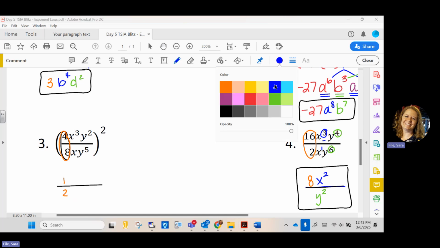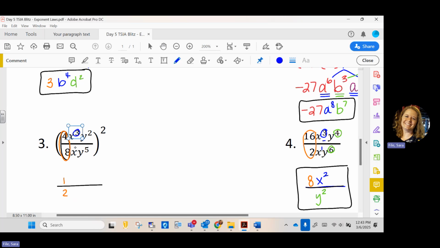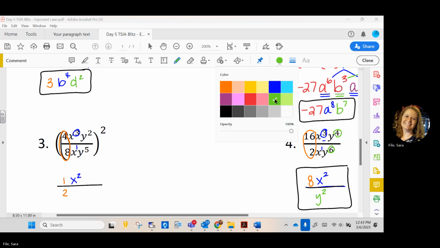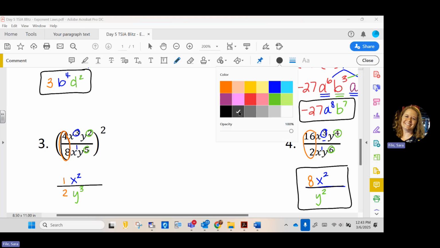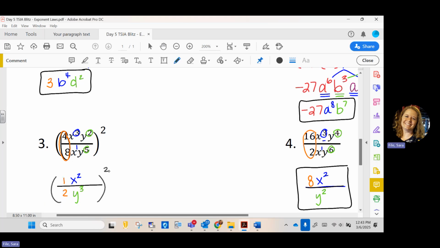Okay, and then I'm going to look at the x's. I've got 3 and 1. So 3 minus 1 is 2. So x squared in the top. And then here I've got 2 minus 5. That's negative 3. So I need to put it in the bottom. Y to the third. Now all of this is still squared. You've still got that square on the outside.